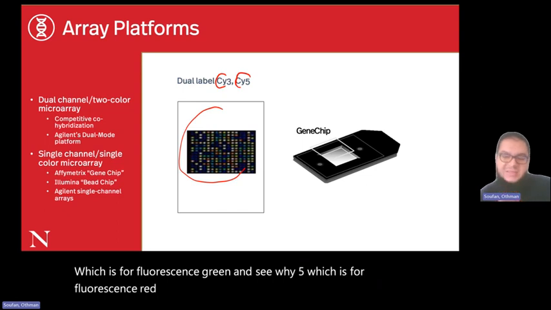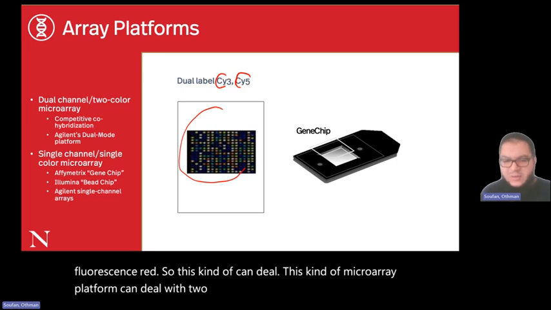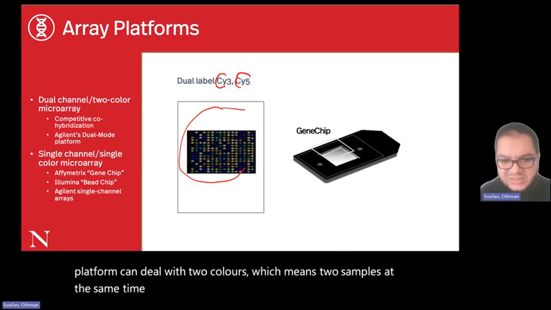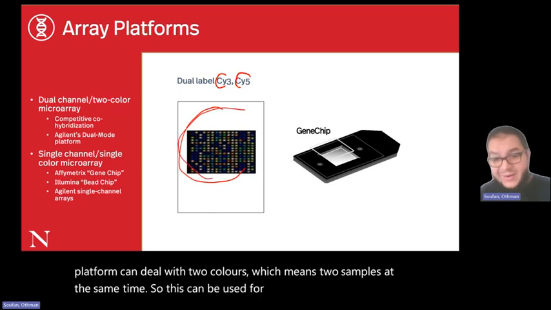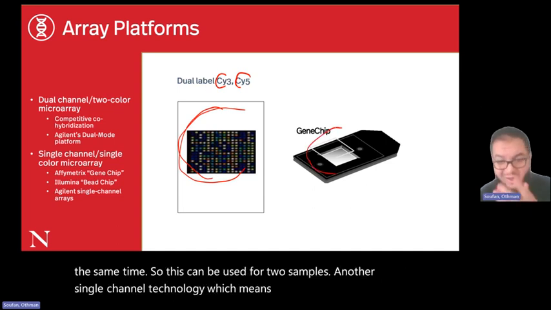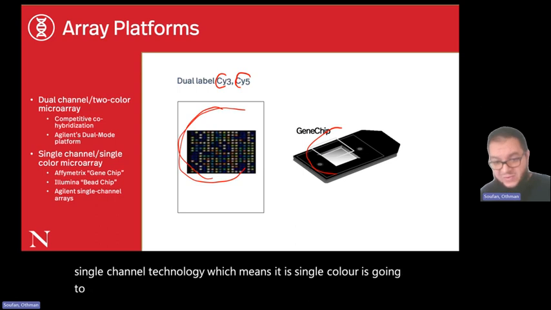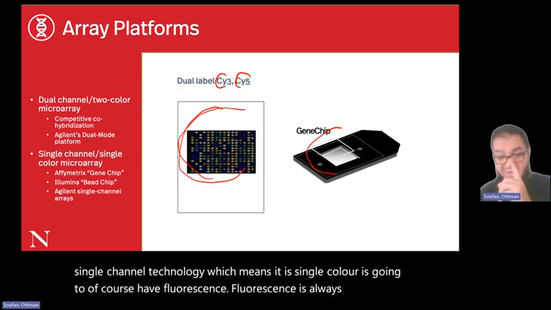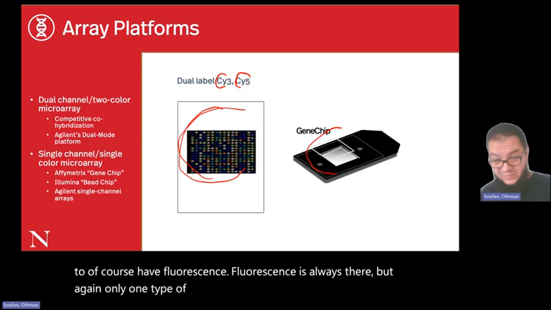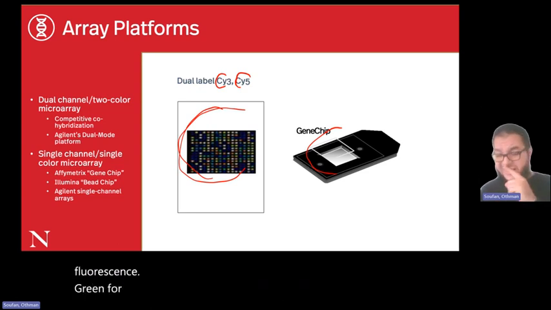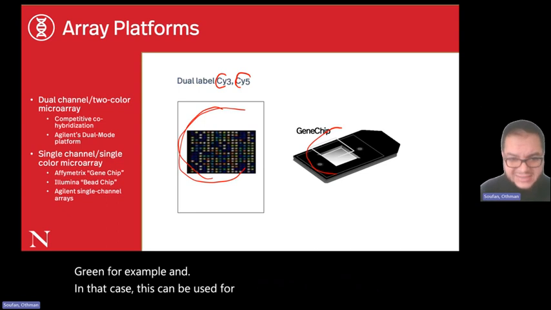So this kind of microarray platform can deal with two colors, which means two samples at the same time. So this can be used for two samples. Another single channel technology, which means it is single color, is going to, of course, have fluorescence. Fluorescence is always there. But again, only one type of fluorescence or one color of a fluorescence, a green, for example. And in that case, this can be used for one sample.